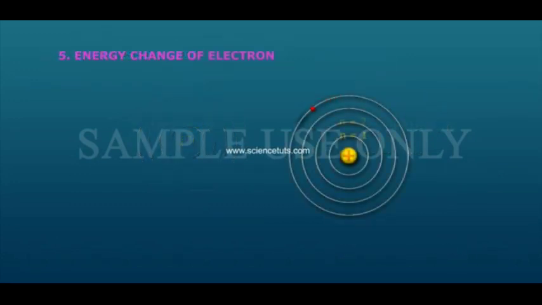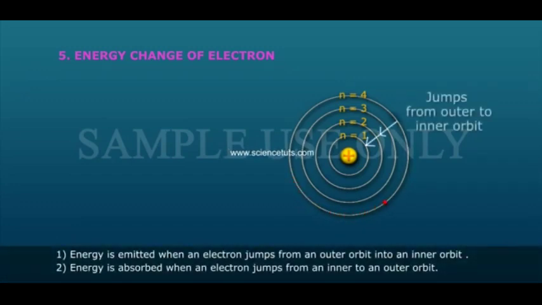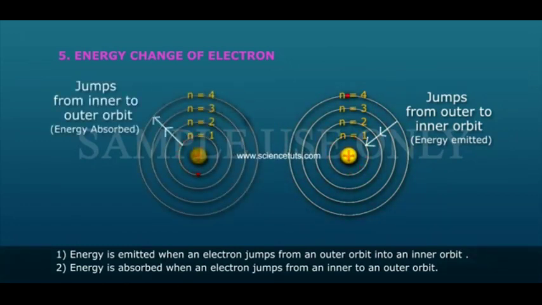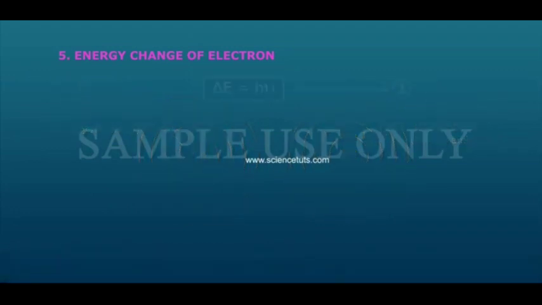5. Energy change of electron. Energy is emitted when an electron jumps from an outer orbit into an inner orbit. Energy is absorbed when an electron jumps from an inner orbit to an outer orbit. The emission or absorption takes place in quanta.